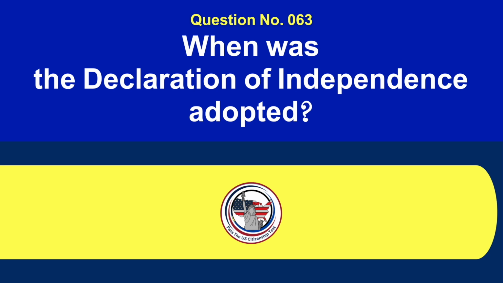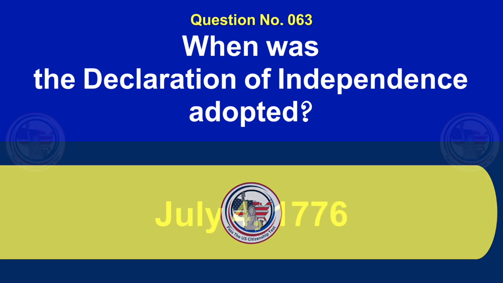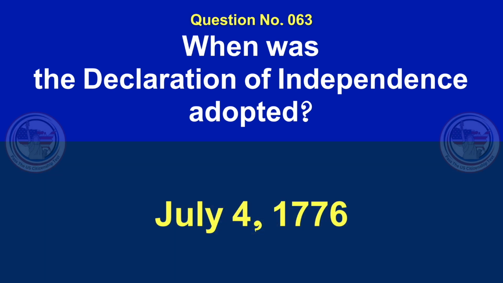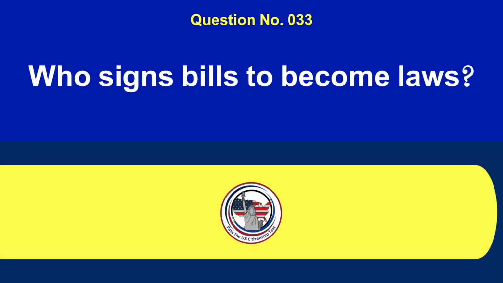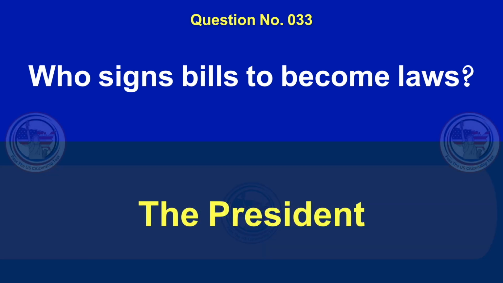When was the Declaration of Independence adopted? July 4, 1776. Who signs bills to become laws? The President.